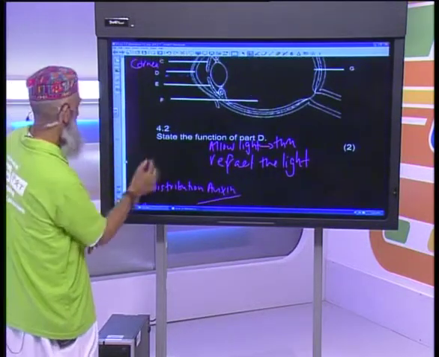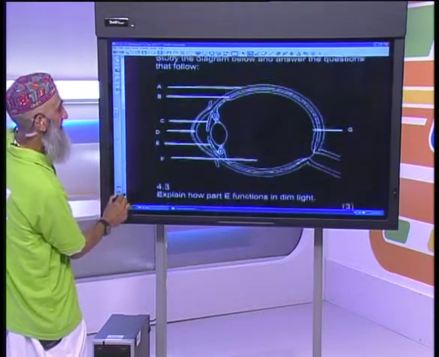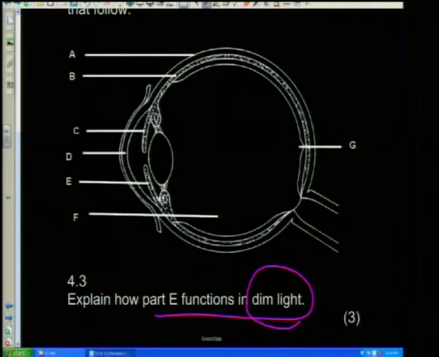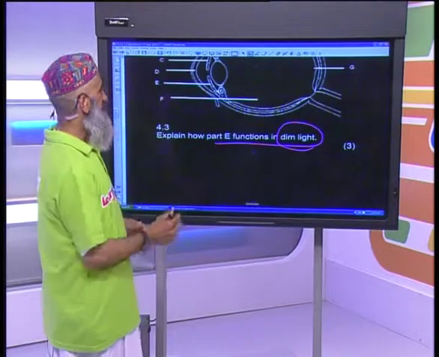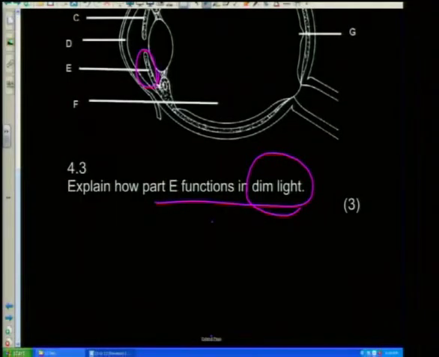All right, and we did the functions of D. So we'll move on. Explain how part E functions in dim light. Very important to know that. Remember, I pointed this out when we introduced these topics. So first we must know what is part E. There's part E there. Label first, and that is the iris.